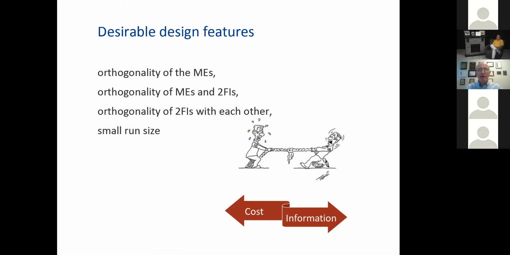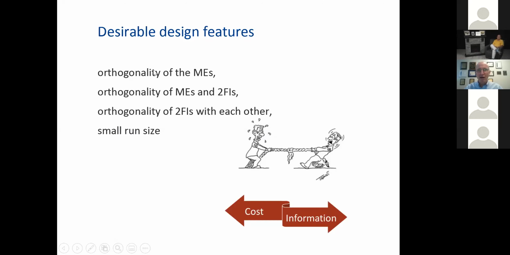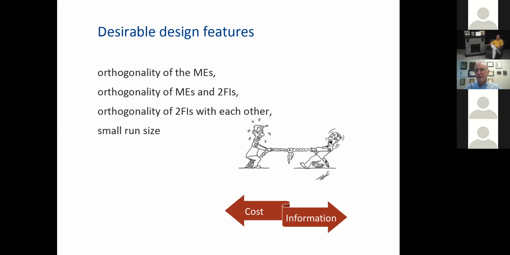So what we would like is the picture up here where the main effects are uncorrelated with each other, main effects are uncorrelated with two-factor interactions, and two-factor interactions are also uncorrelated with each other. But we want one more thing, and that is not very many runs. Well, the problem here is this is 32 runs for 6 factors. That's a lot of runs. So something's got to give.